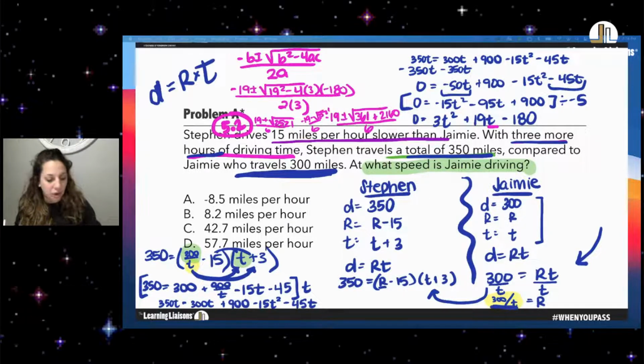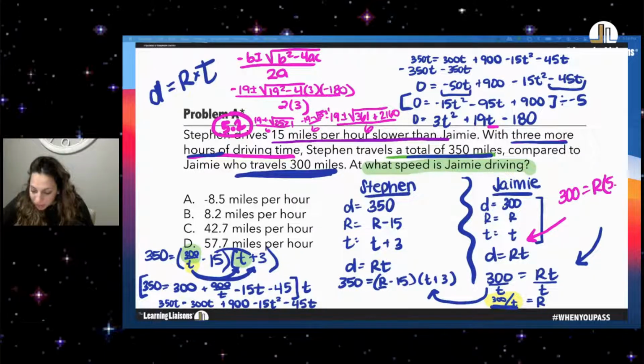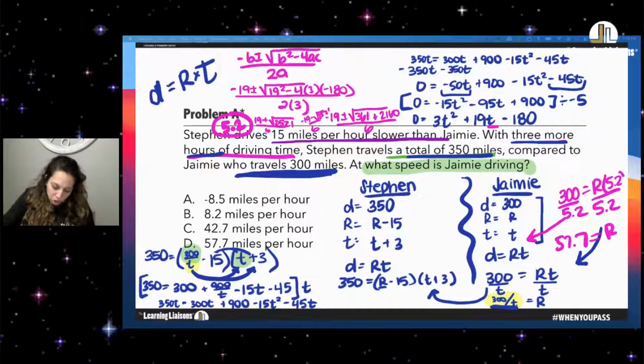And now I need to figure out what speed Jamie is driving, because all I have found so far is my time. So I'm going to take that time, which is t, plain t, not Steven's time, that's plain t, which is Jamie's time. And I'm going to plug it back into my 300 equals rate times time, divide both sides by 5.2, and I get R equals 57.7, which is D.